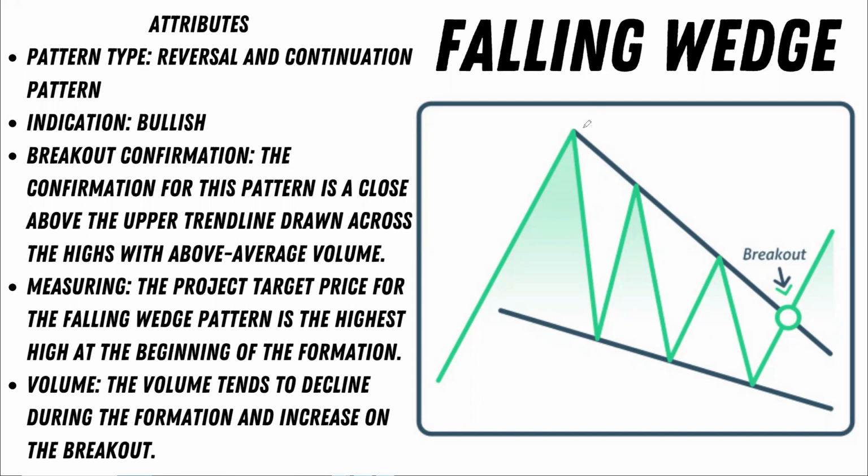Okay, so now for measuring, the projected target price for the falling wedge pattern is the highest high at the beginning of the formation. So in a perfect world scenario, and you get a breakout on a falling wedge, you should come up to the highest high of the pattern formation. Now, volume tends to decline during the formation and then increase on the breakout. Now, this also works for the rising wedge, which is going to be the opposite basically of this, where you would have a move down and then you get this consolidation period, and then you break through that rising wedge and you get your move down. Okay, so the falling wedge is the bullish version and a rising wedge is going to be the bearish version.